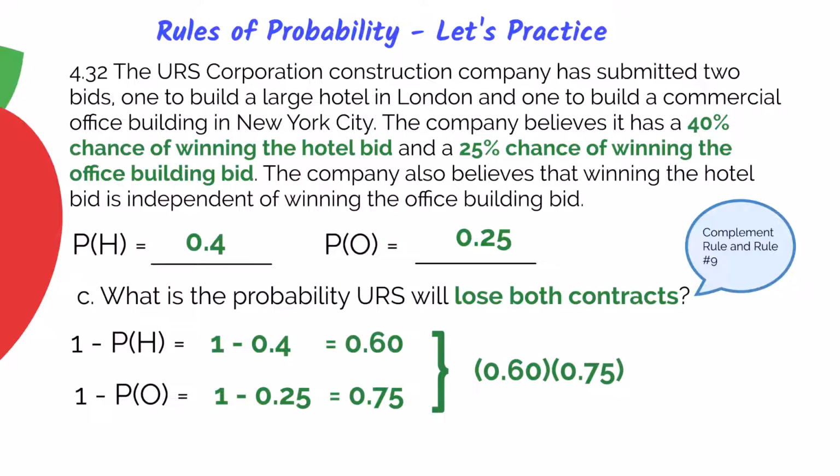Since we want to know the probability of losing both contracts, we'll use the multiplication rule of independent events and multiply our probabilities of losing each contract. And that gives us a 0.45, or a 45% chance of losing both contracts.